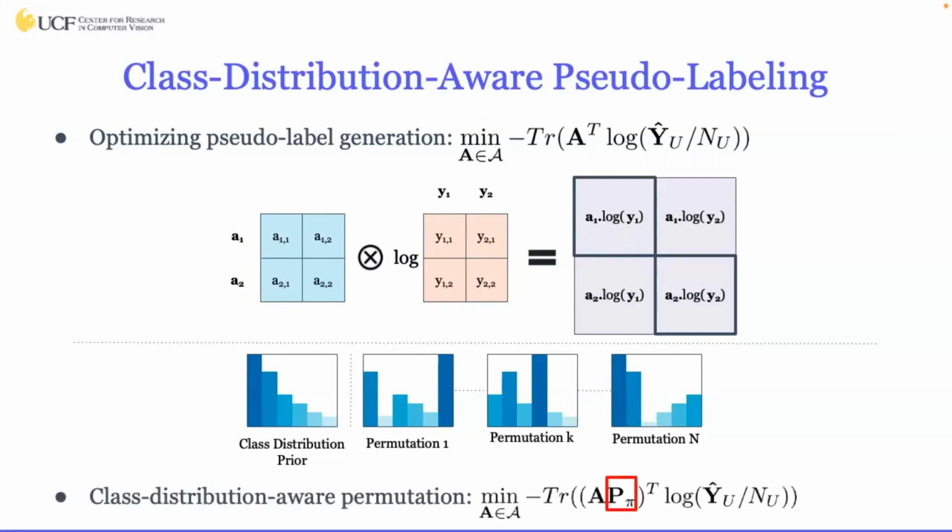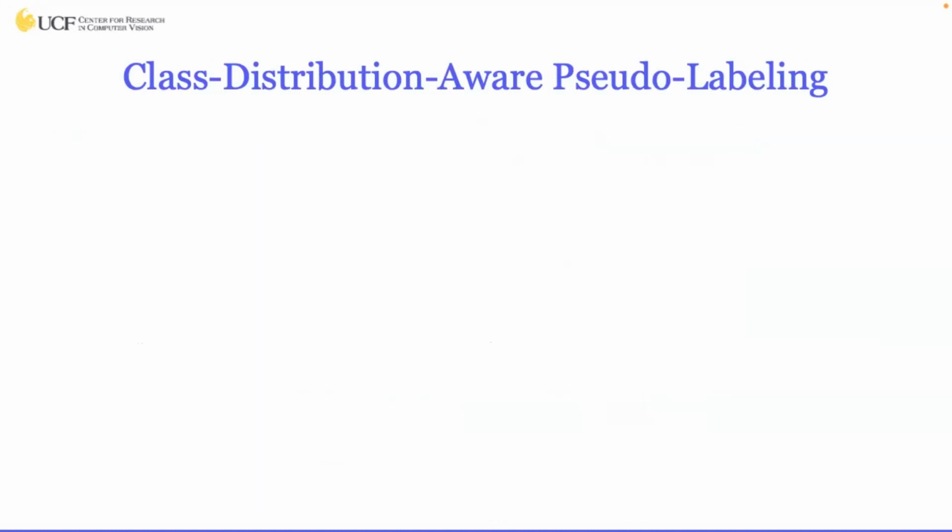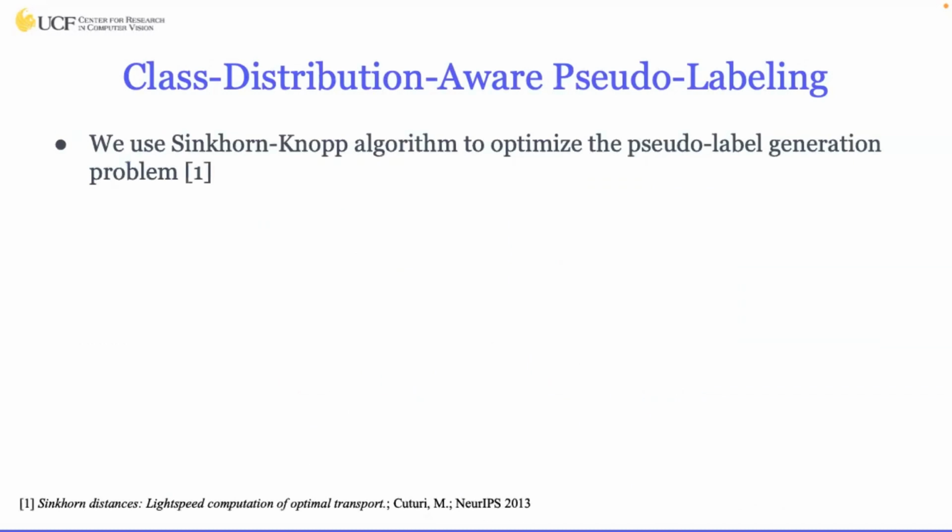order. To address this issue, we introduce a permutation matrix, which basically aligns our known class distribution prior with the data during training. And this would be our final optimization target. We solve this problem using the Sinkhorn-Knopp algorithm, and this is a well-known algorithm for solving this constrained optimization problem.